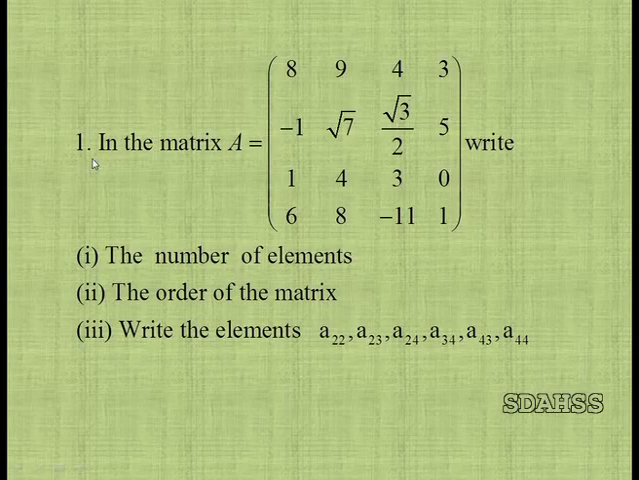First sum: in the matrix A is equal to 8, 9, 4, 3, minus 1, root 7, root 3 by 2, 5, 1, 4, 3, 0, 6, 8, minus 11, 1. Write the number of elements and the order of the matrix. Write the elements A22, A23, A24, A34, A43, A44.